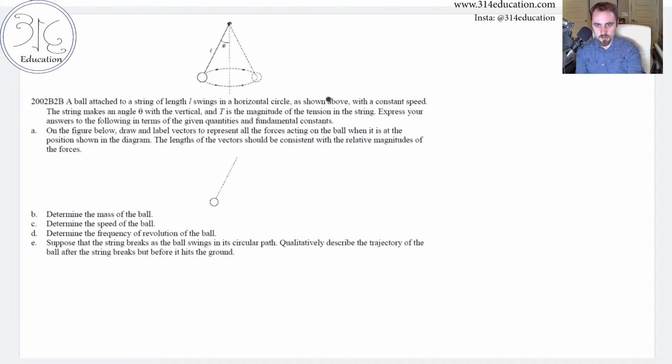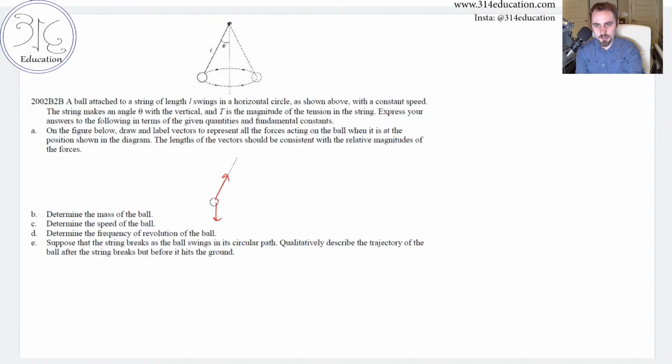Okay, and so they don't ask us to find tension anywhere, so I assume tension would be one of the given quantities we can use. So we're going to start with the vectors when it's in the position shown on the diagram. Cool. So we've got a tension force going up this way. We've got a gravity force coming down like this. And that's actually it.